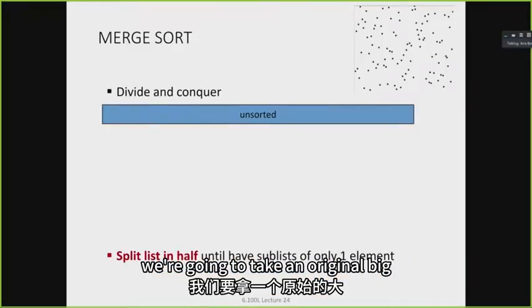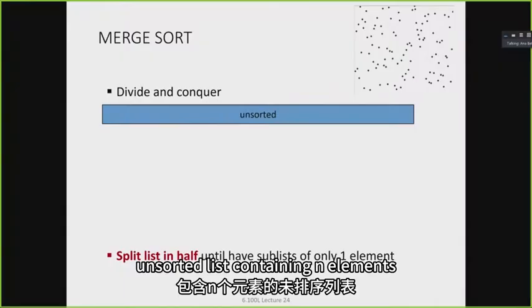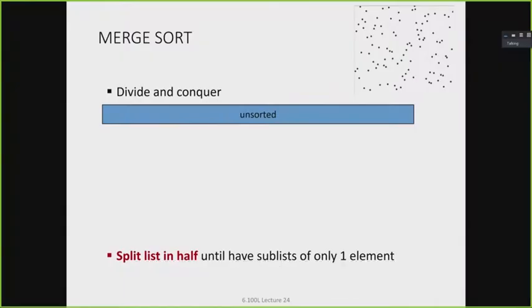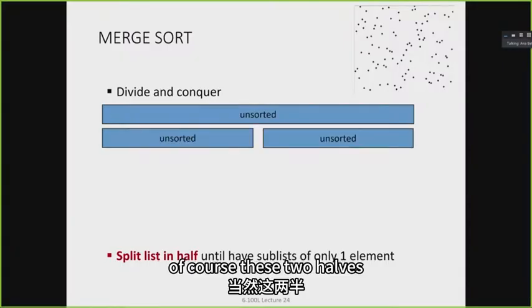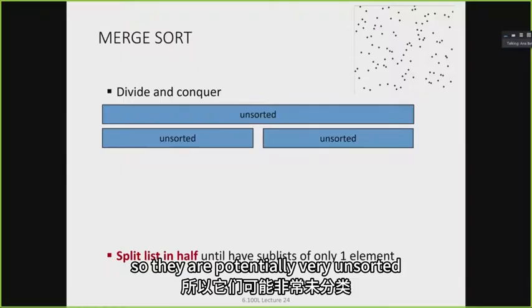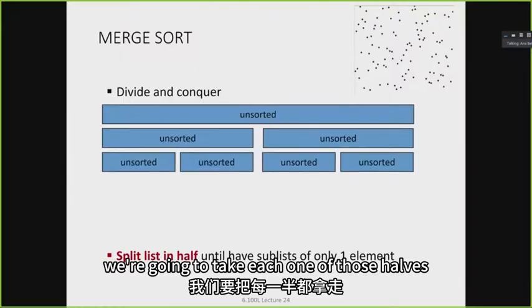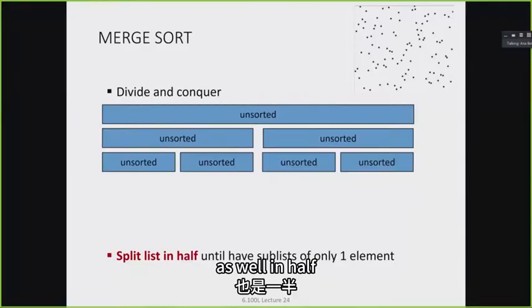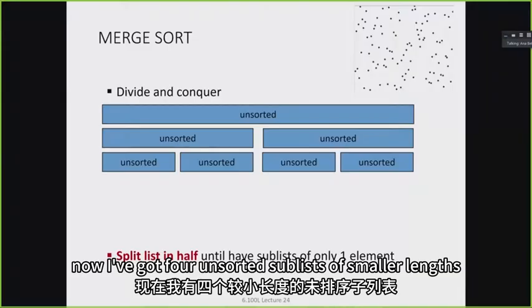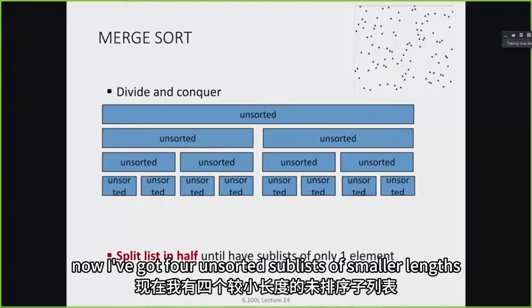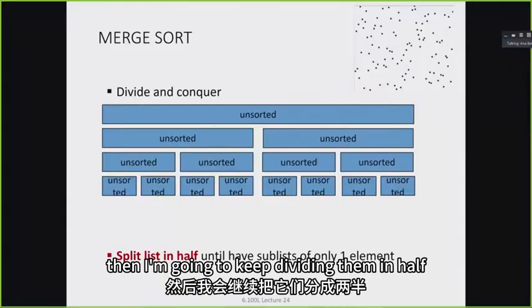We're going to take an original, big, unsorted list containing n elements. It's unsorted. We're going to divide it in half. Of course, these two halves, there's no order to them, so they are potentially very unsorted. We're going to take each one of those halves and divide them as well in half. More unsorted sublists. Now I've got 4 unsorted sublists of smaller lengths. Then I'm going to keep dividing them in half.